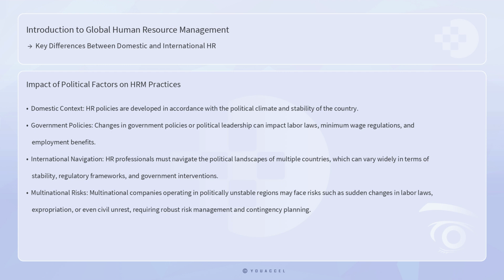In a domestic context, HR policies are developed in accordance with the political climate and stability of the country. For instance, changes in government policies or political leadership can impact labor laws, minimum wage regulations, and employment benefits. Internationally, HR professionals must navigate the political landscapes of multiple countries, which can vary widely in terms of stability, regulatory frameworks, and government interventions. For example, multinational companies operating in politically unstable regions may face risks such as sudden changes in labor laws, expropriation, or even civil unrest, requiring robust risk management and contingency planning.